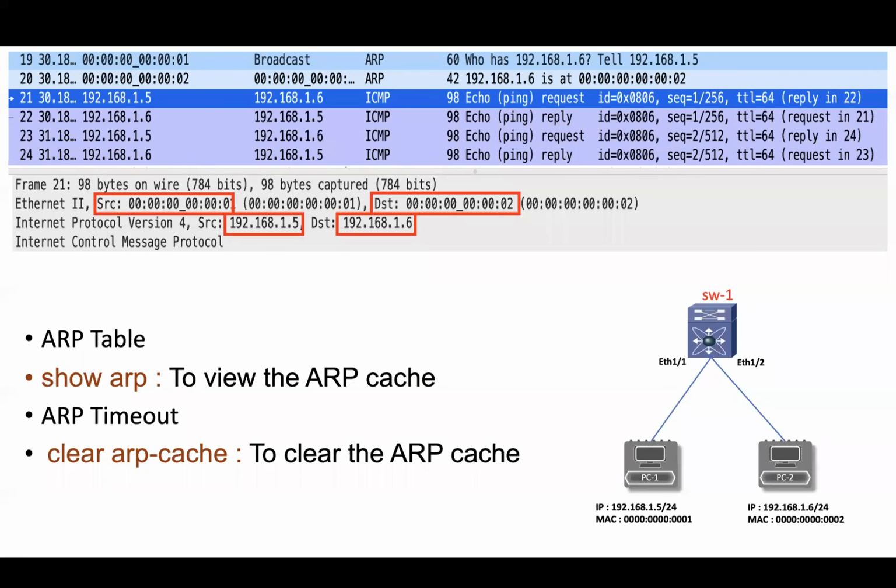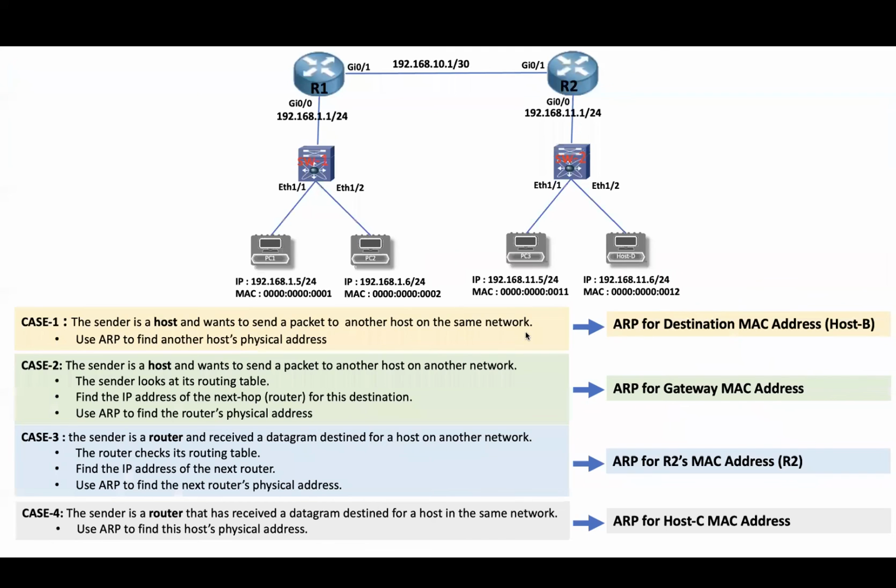So we understood how ARP works. I have added this slide, which we are gonna cover in the next session. Please pause the video and understand the flow when communication needs to happen from PC1 to PC3. Okay?